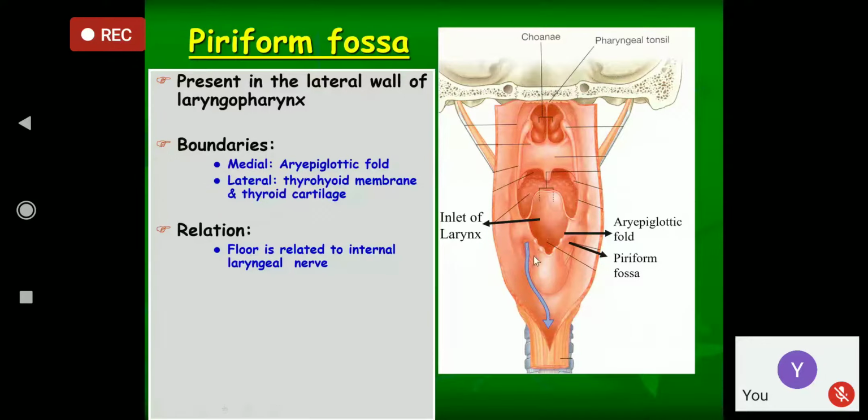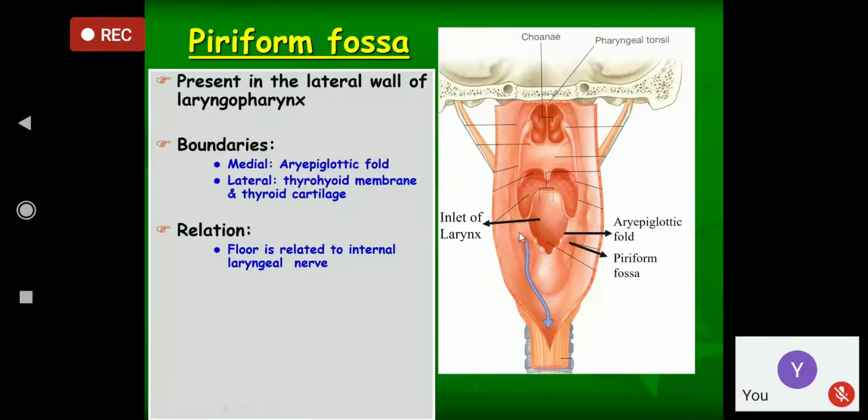Our pyriform fossa, this will be the medial boundary, this will be the lateral boundary. Now, what will the medial boundary be formed by? Our larynx, right? What is this? This is known as the epiglottis. This one is known as the arytenoid cartilage. Now the fold which is extending from the arytenoid cartilage up to the epiglottis is known as the aryepiglottic fold. So medially we have the aryepiglottic fold.